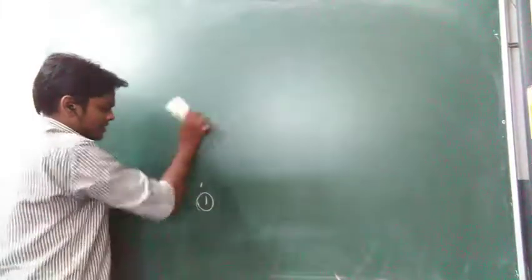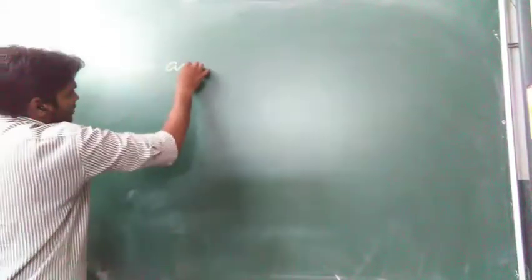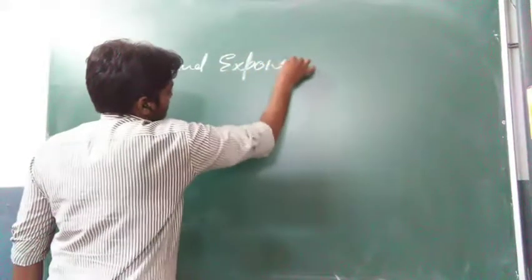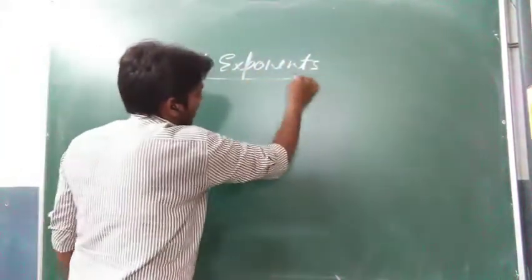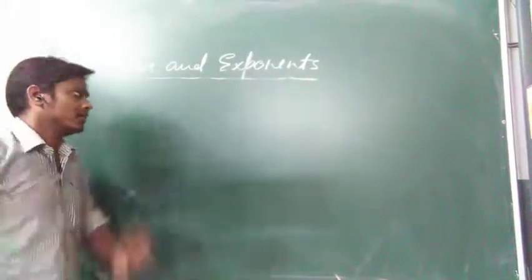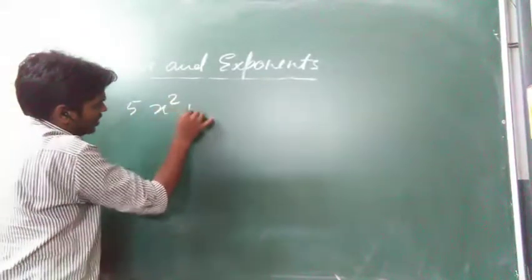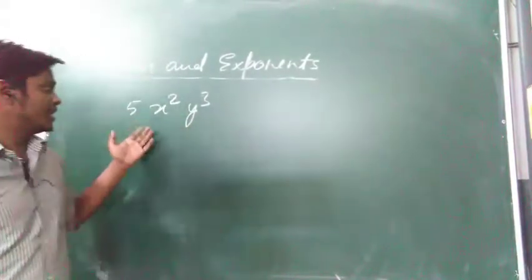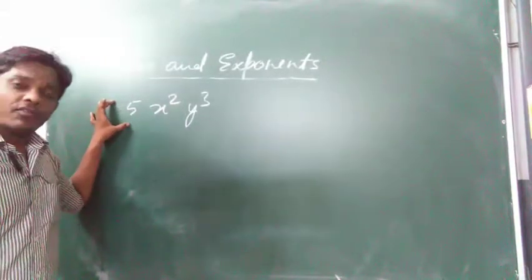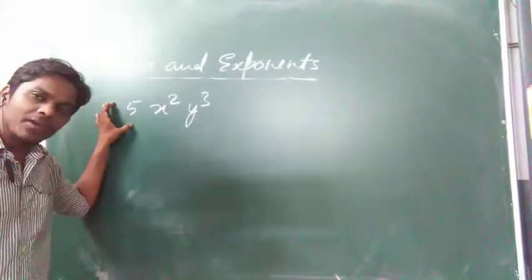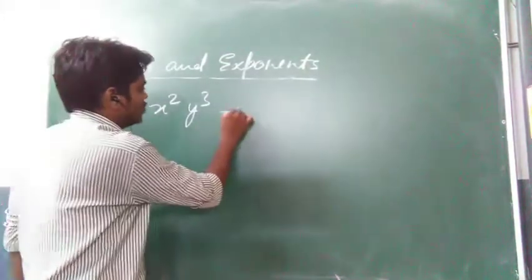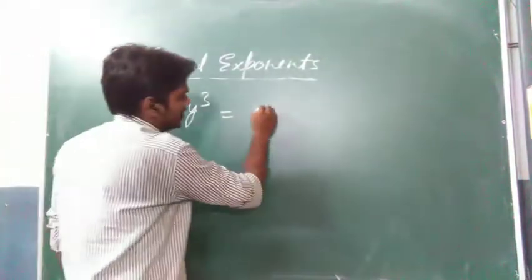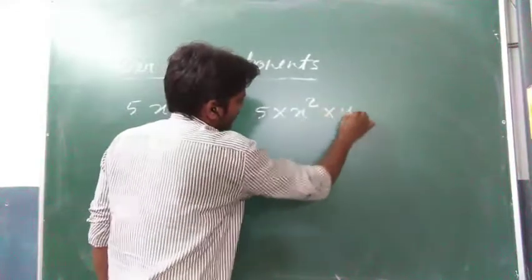Now we will see in an expression the power and exponent. So what is the power and what is the exponent? We will take an example, 5x square y cube. As we have already discussed, if there is no sign between a variable and a constant term, then there must be a multiplier. So we can write 5x square y cube as 5 multiplied with x square multiplied with y cube.